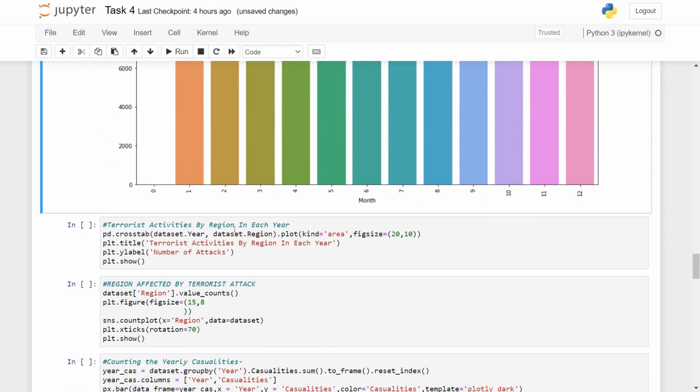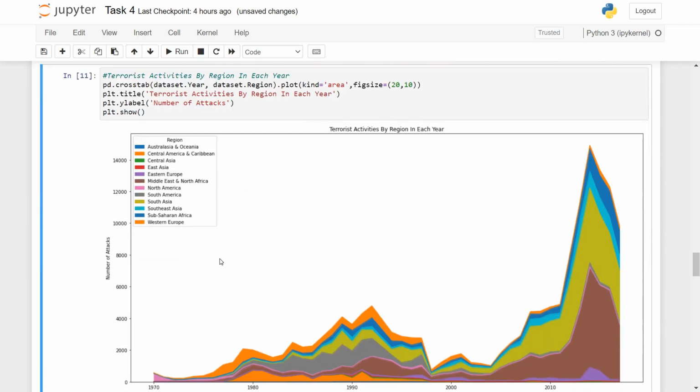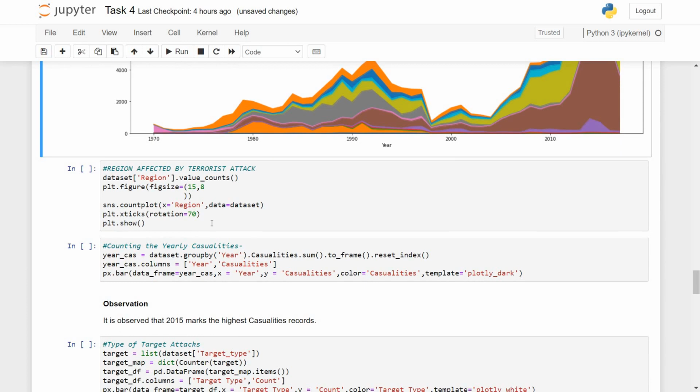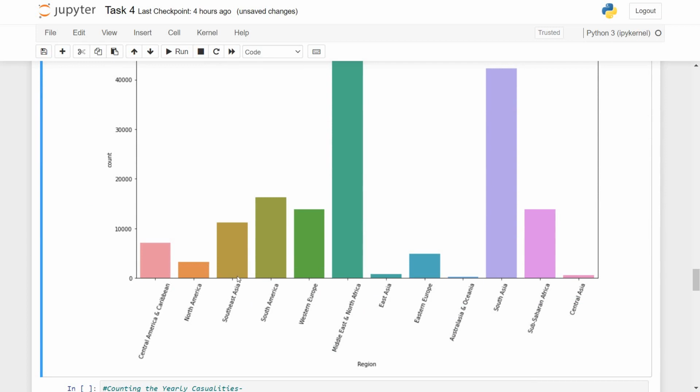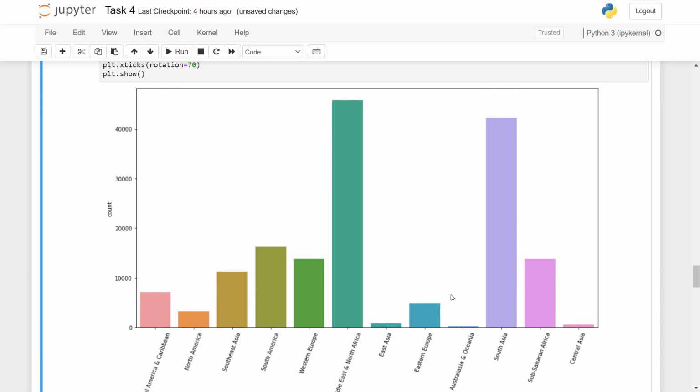After that, terrorism activities by region and year. Let's plot this. This is the terrorist activities in each region. Terrorist activities occurred in Australia, Central America, Central Asia, East Asia, Eastern Europe, Middle East and North Africa, North America, South America, South Asia, Southeast Asia, Sub-Saharan Africa, Western Europe. The terrorism happens all around the world. Now I am going to plot the regions affected by the terrorist attacks. So this is the plot. You can see that Middle East and North Africa is the most affected, followed by South Asia and South America.